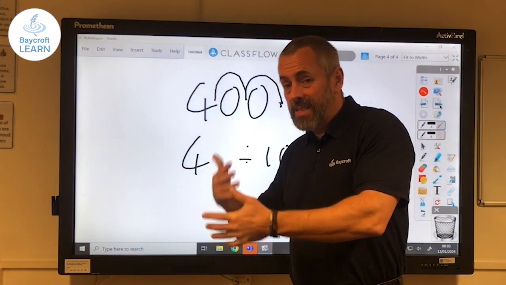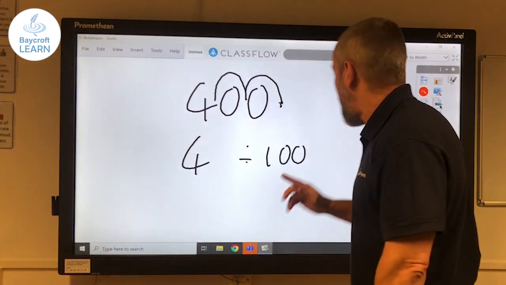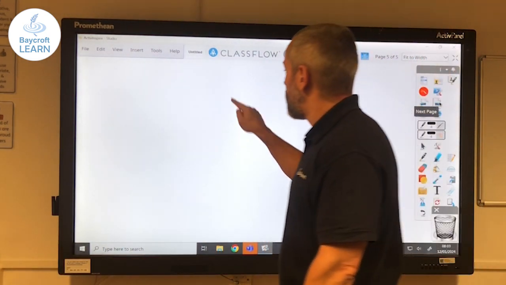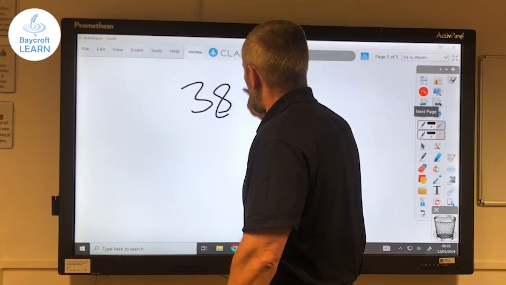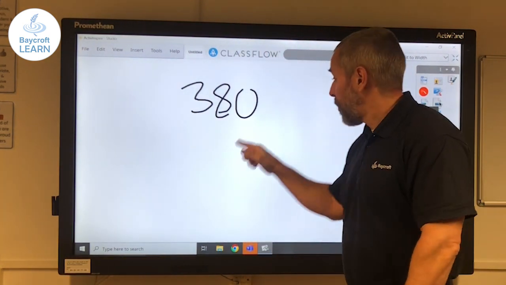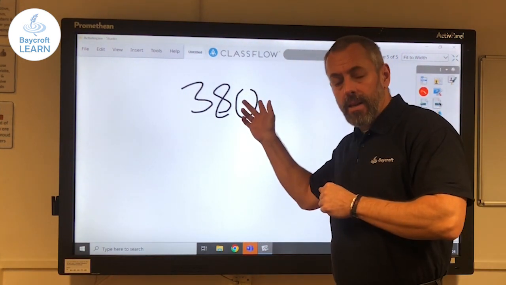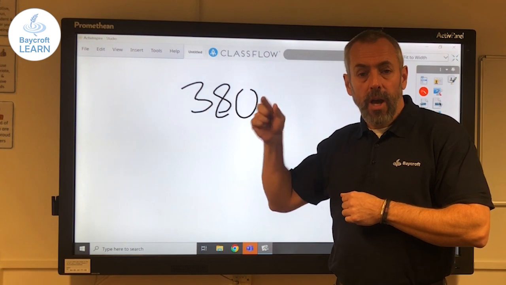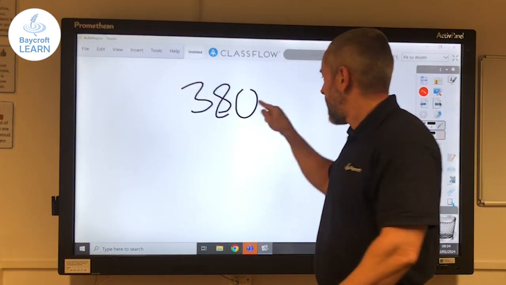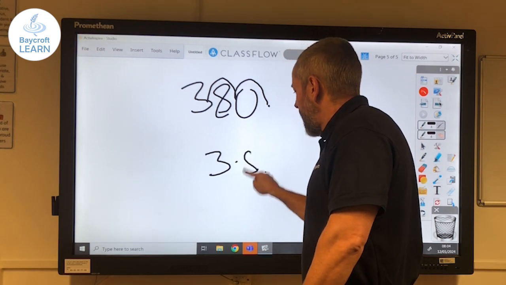Technically, maths-wise, that's not what we're doing. What we're doing is moving place value, but we don't need to worry too much about that. Let's do another couple of examples. Let's find 1% of 380. Where is the decimal point? It's at the end. We divide by 100, so we move 2 places to the left. So boing, boing. This time it becomes 3.8.